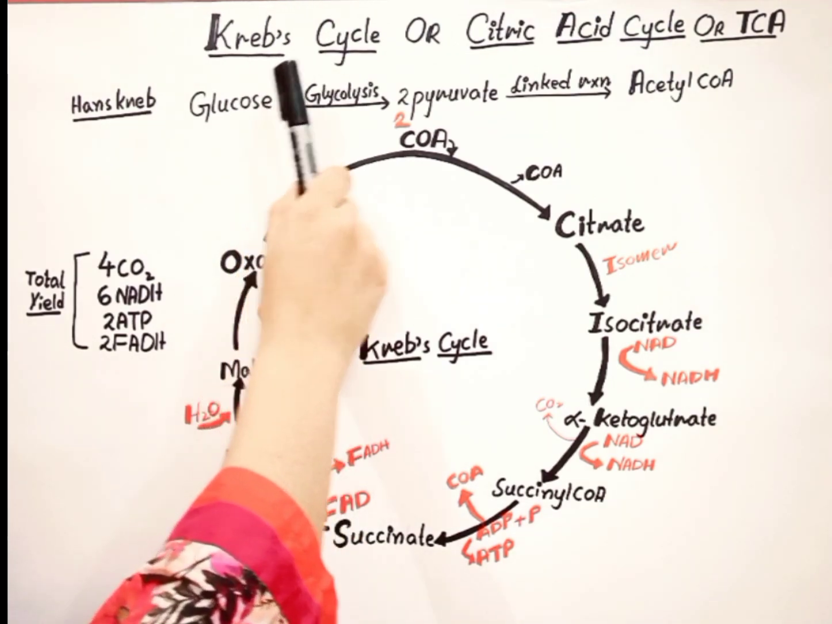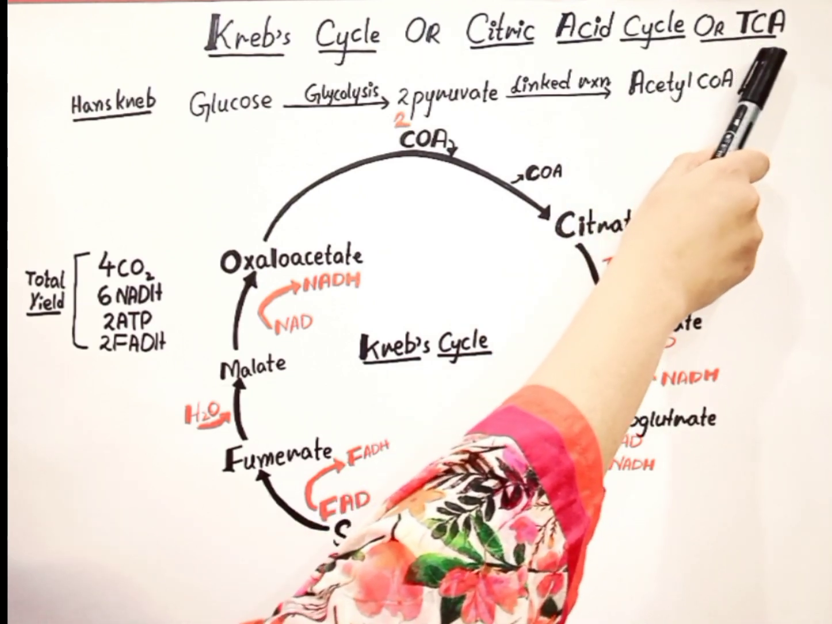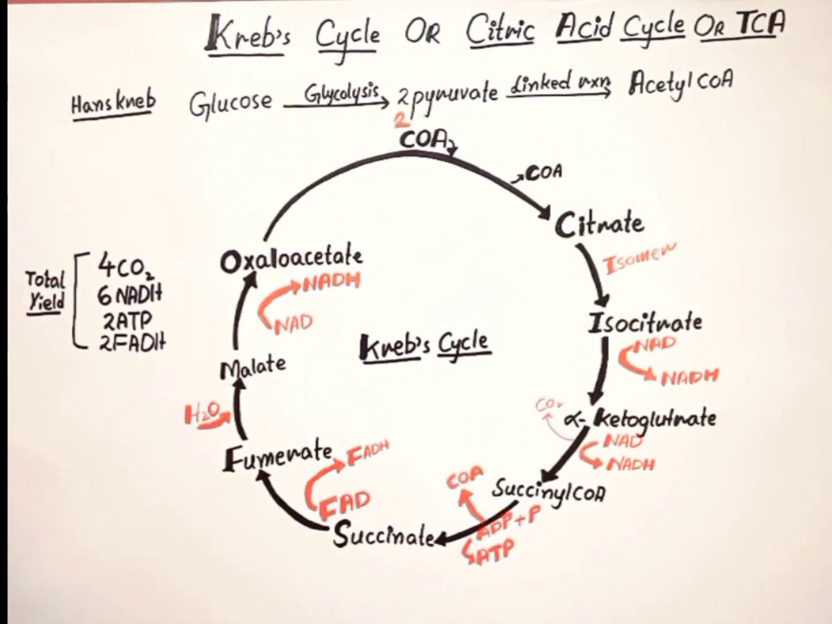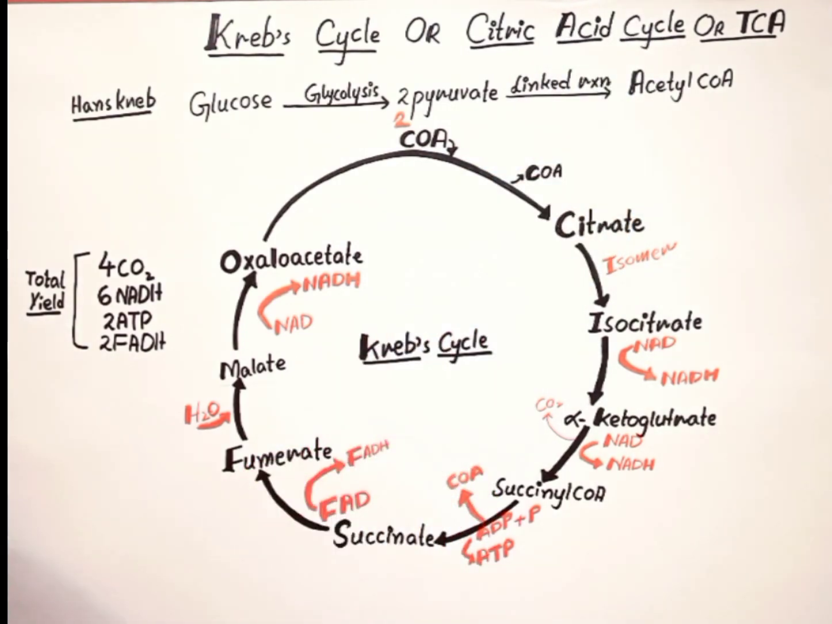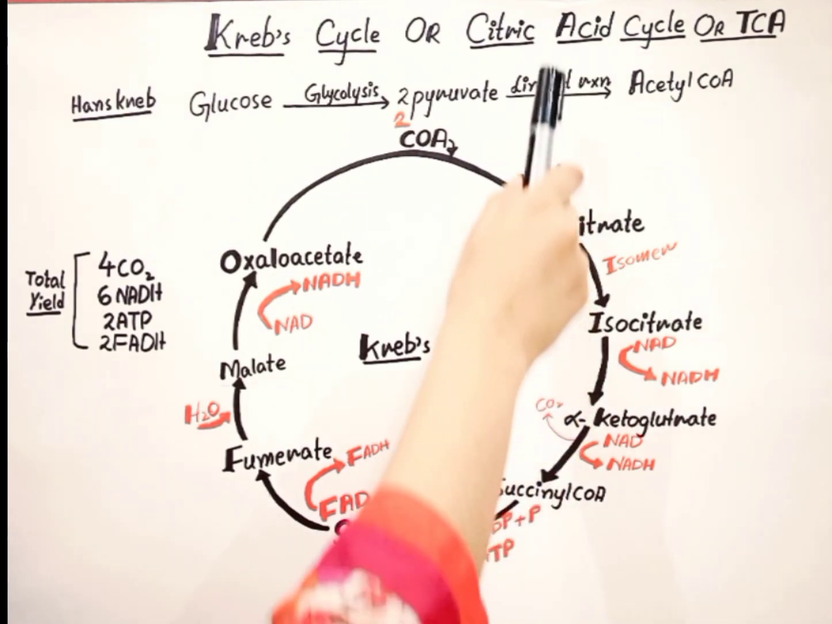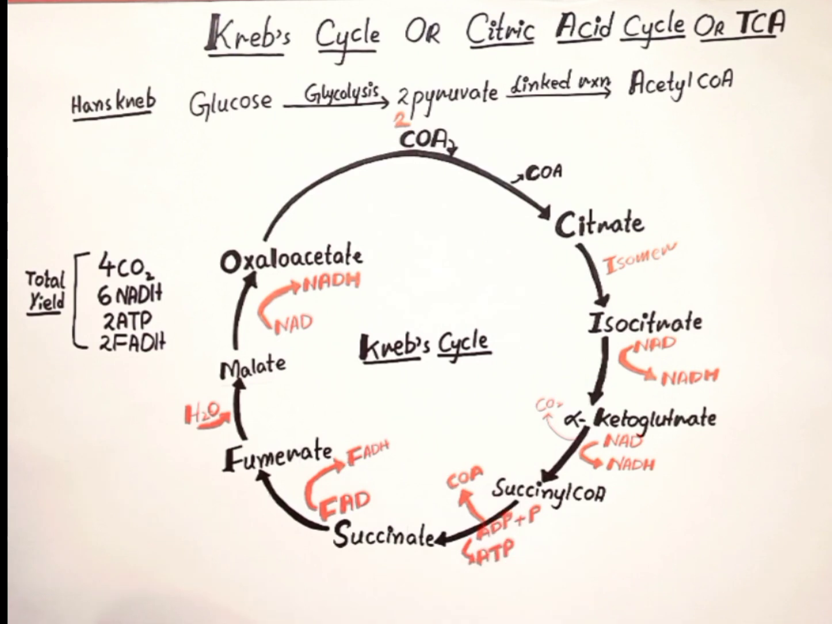This Krebs cycle is also called the citric acid cycle or tricarboxylic acid cycle (TCA). The Krebs cycle is named after its discoverer, a scientist called Hans Krebs. We call it the citric acid cycle because there is production of citrate, which is also called citric acid. And why do we call it the tricarboxylic acid cycle? Because in this cycle there is production of citrate, and citrate contains 3 carboxylic groups.